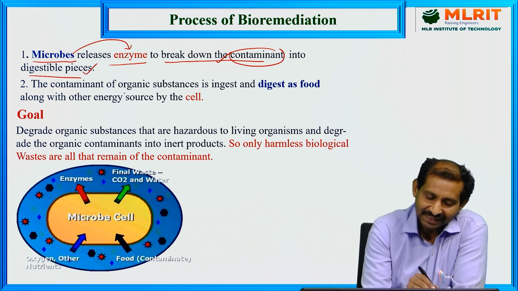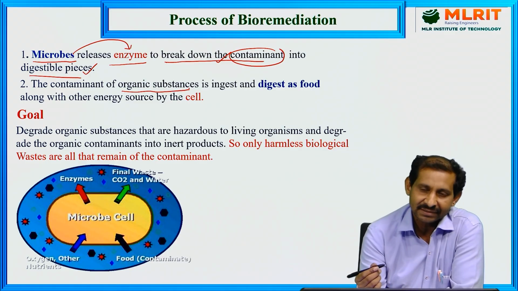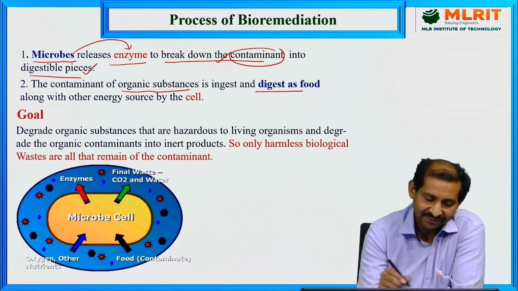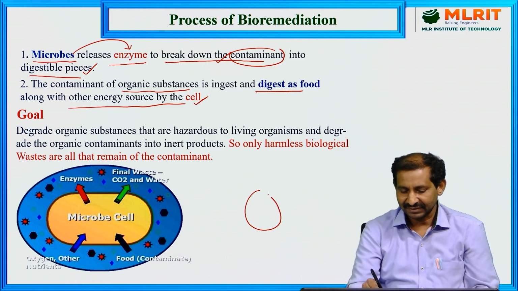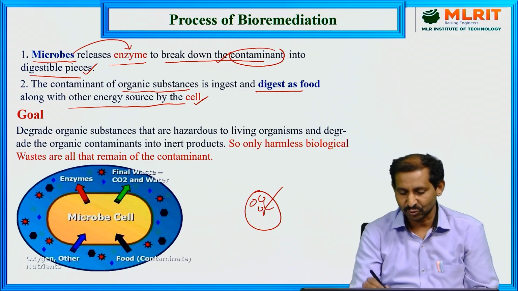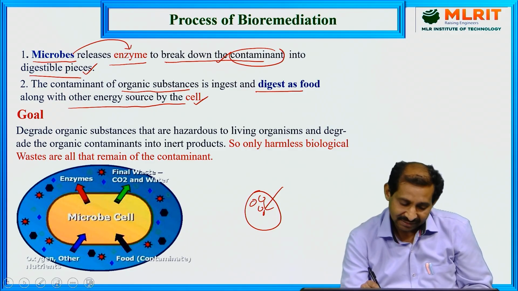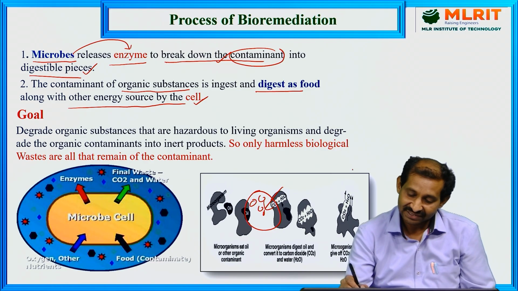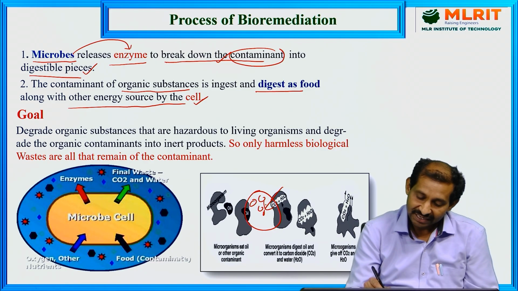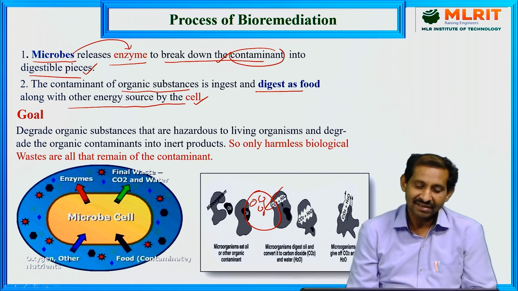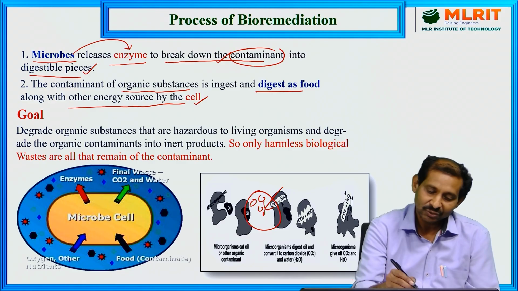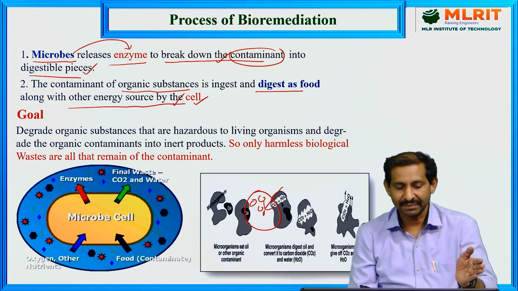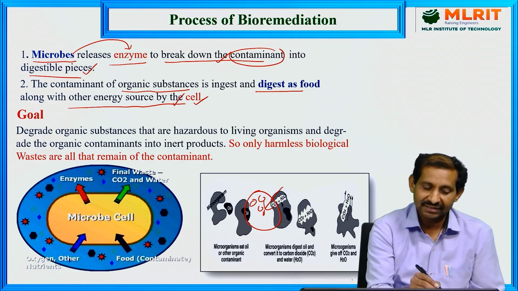Now, the contaminants, for example organic substances, are digested as food along with other energy sources by the cell. When contaminants are present, we add microbes or microorganisms to them. The microorganisms also release some energy, and that energy plus the organic substances during digestion is utilized by the cell, and degradation happens. That is bioremediation.